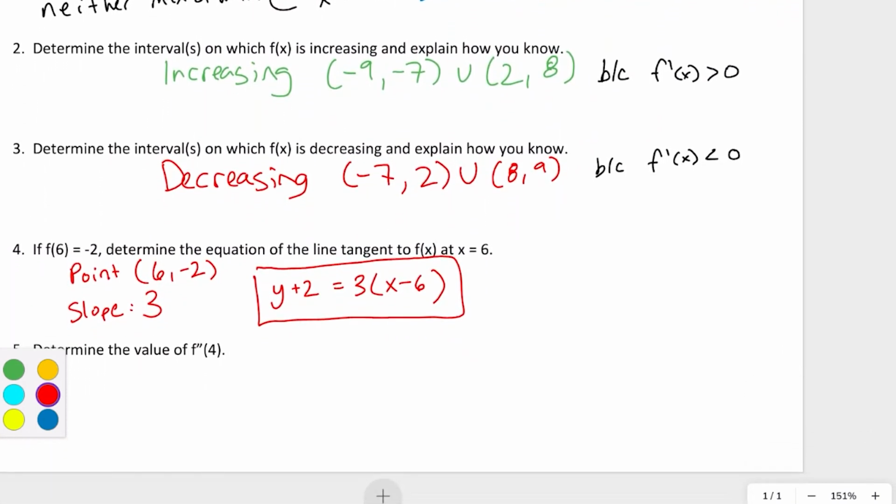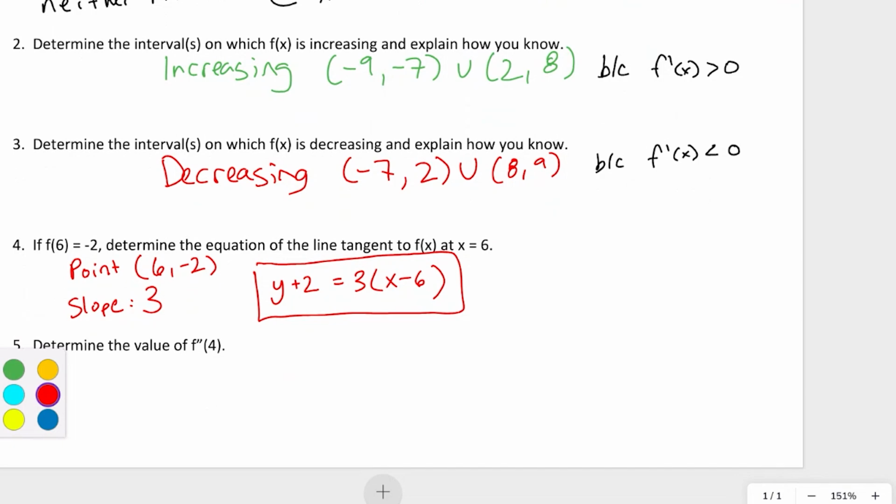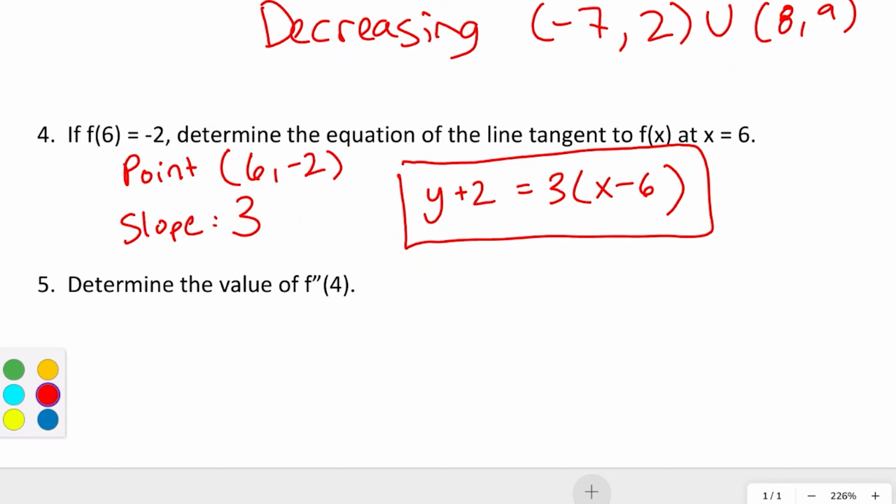Okay, the last question here is to determine the value of the second derivative at 4. And this is something we're going to revisit next week, when we talk about the second derivative test. But for right now, we're not going to get too deep into that. I just want you to be able to find this. So the second derivative represents the slope of f prime. So if I want to know the value of the second derivative at x equals 4, I'm going to find the slope of that curve of f prime when x is 4.